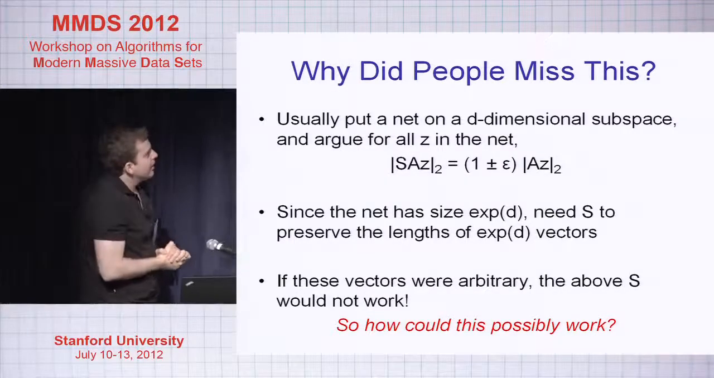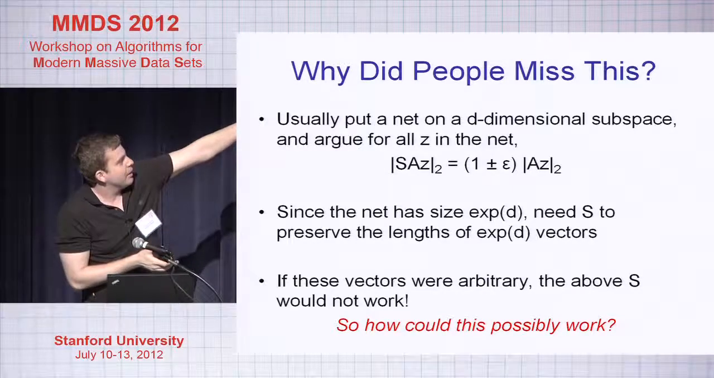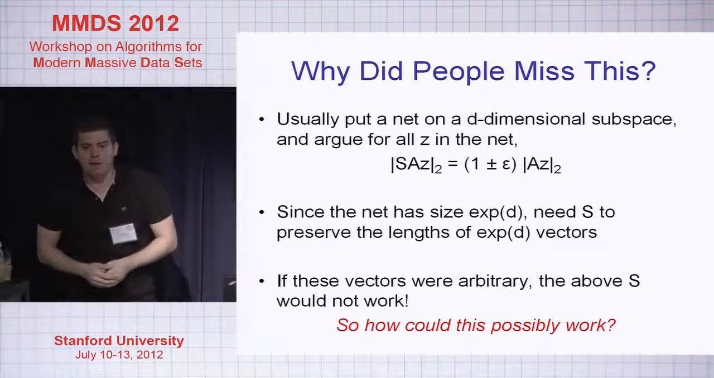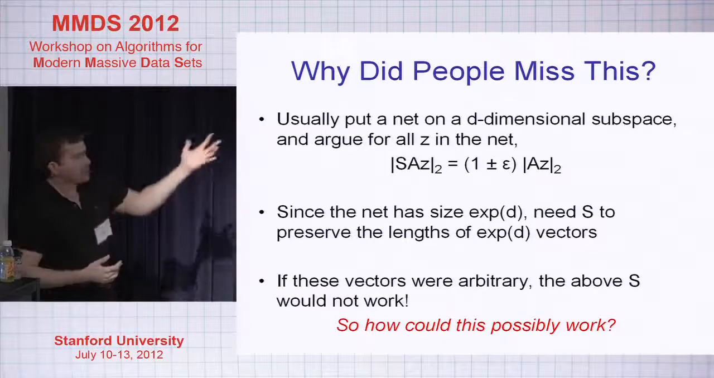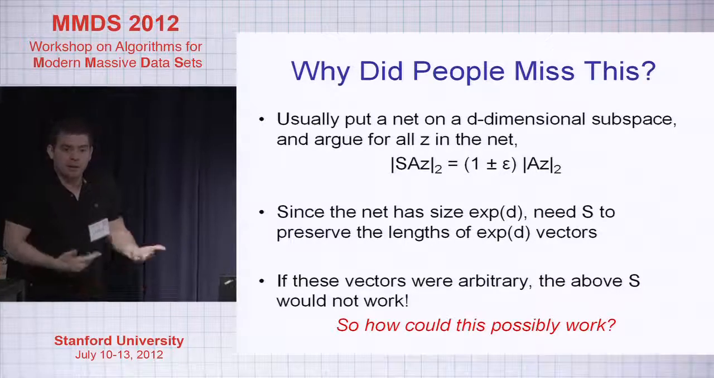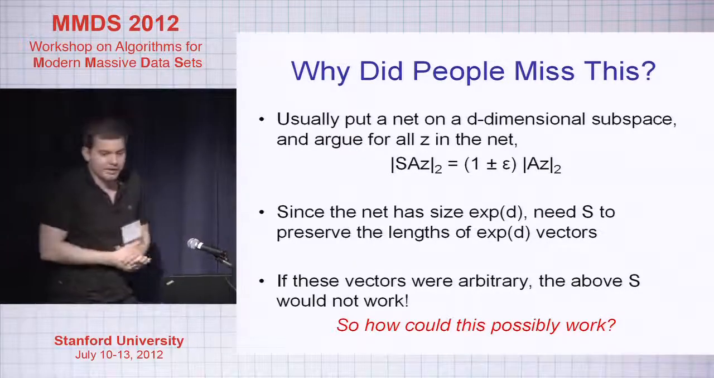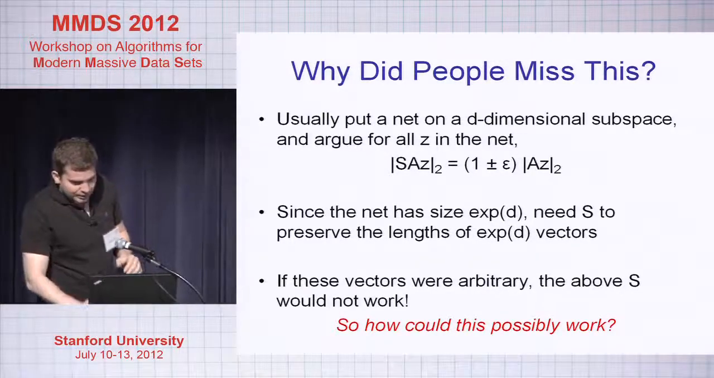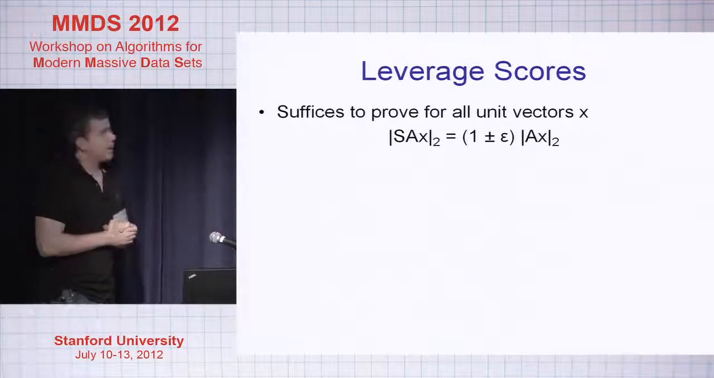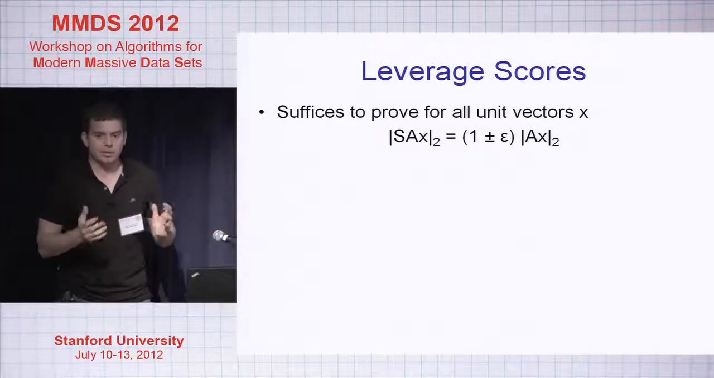And in fact, for this matrix S that I'm describing as our subspace embedding, if you were to choose an exponential number of arbitrary vectors, say 2 to the d vectors in R^n, then this wouldn't work. It works because the vectors come from a subspace of d dimensions. This is the key thing that drives the analysis. And actually it all comes back to leverage scores, as Petro talked about in his talk. So let me give you the intuition for why it works.